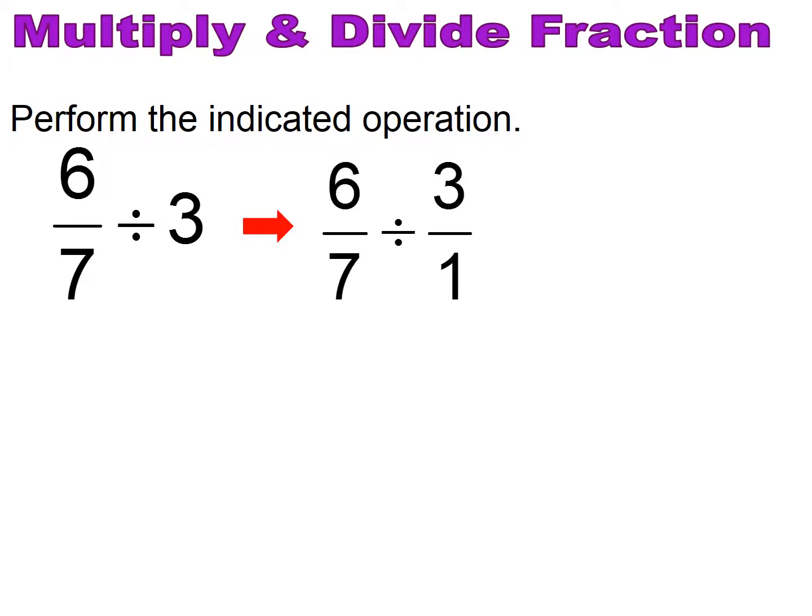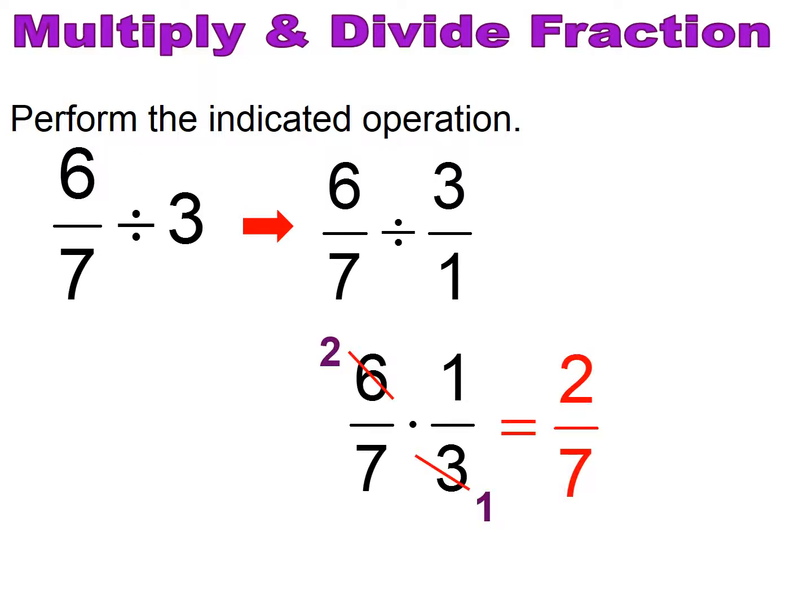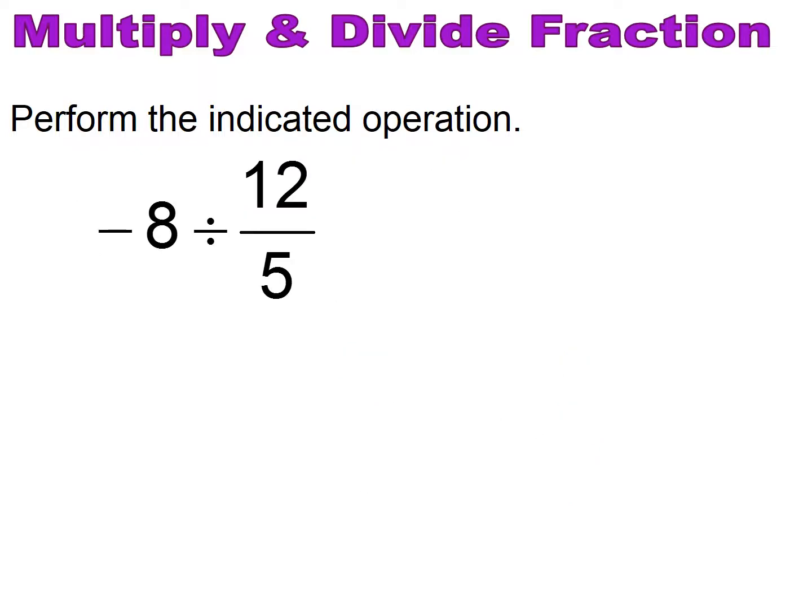Again, I'm putting that whole number over 1. I'm keeping the first fraction, changing it into multiplication, flipping the second, and I'm simplifying and multiplying across. Your solution here should be 2 over 7. Pause and try.